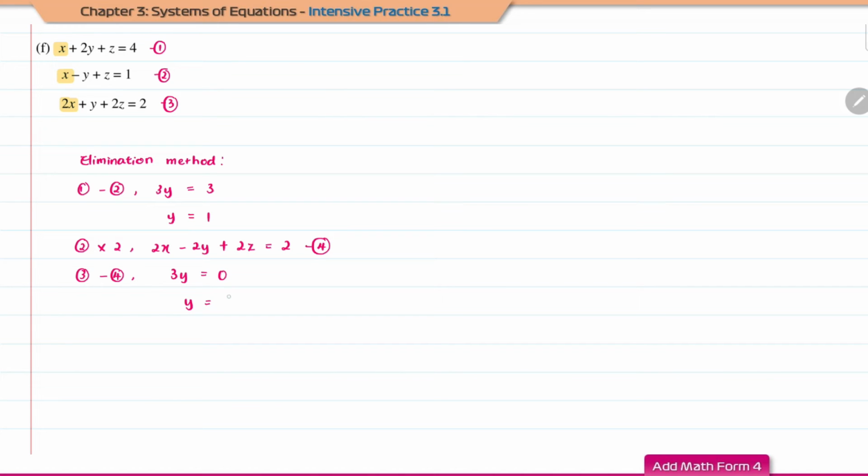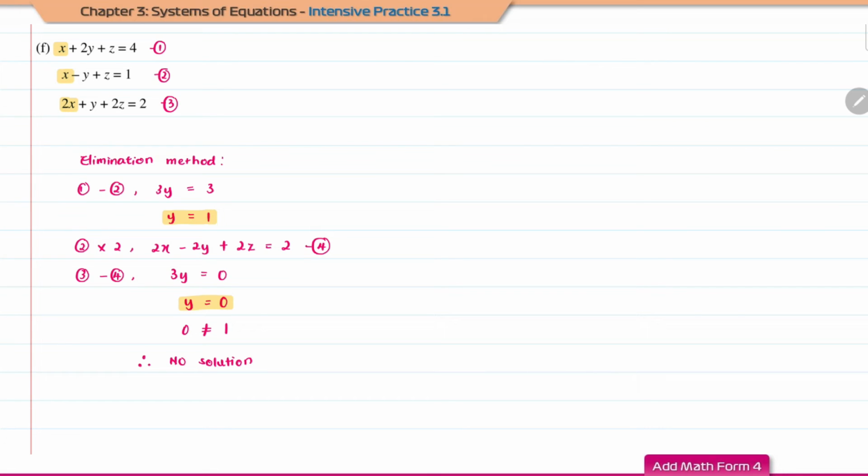So here you're going to find that y is equal to 0 divided by 3, which is going to give you the answer of 0. Now, from here we find that y is equal to 1, and here y is equal to 0. Now, we know that 0 is not equal to 1, so the y values don't have a consistent answer here. Therefore, we can say that this system of linear equations has no solutions.